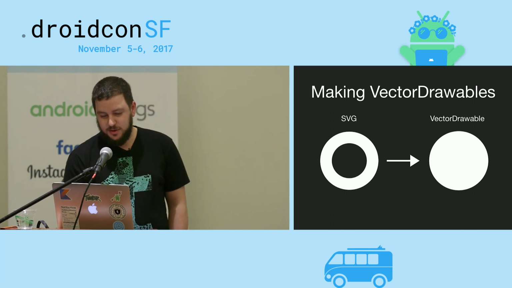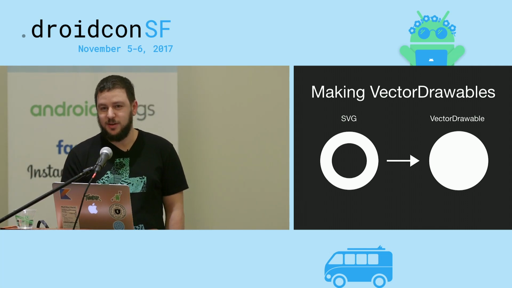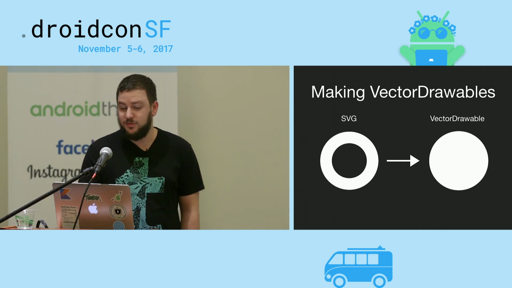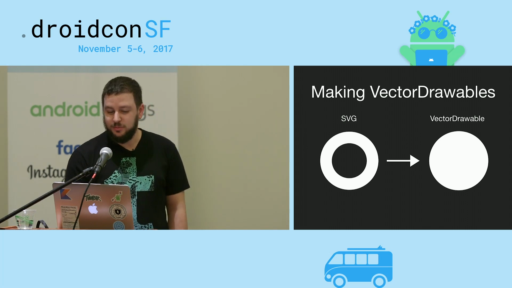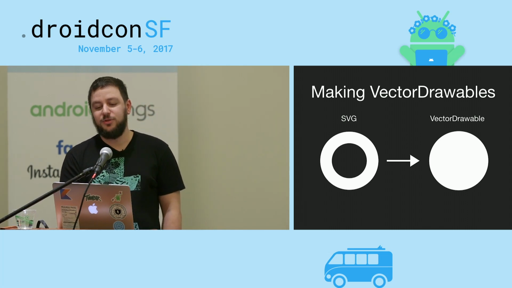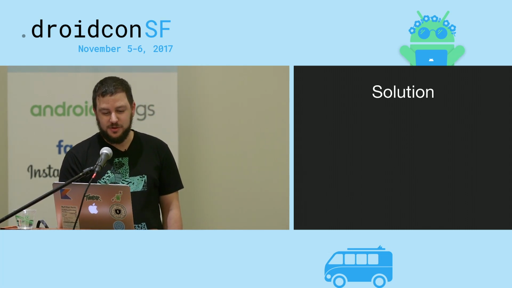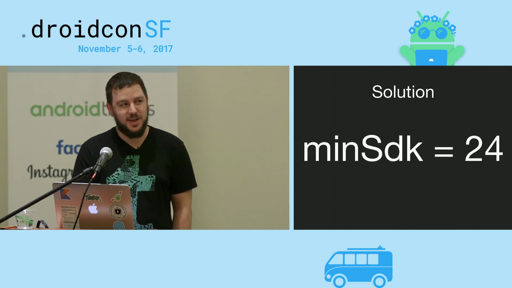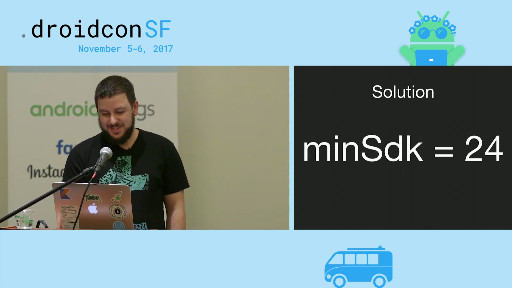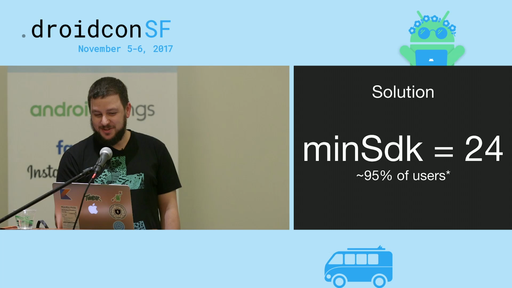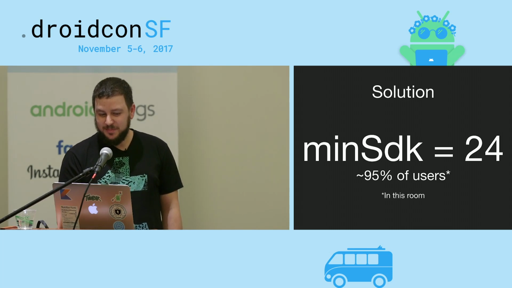So the question that you would ask yourself at this point is, am I out of luck and I just have to go back to using JPEGs or PNGs? And the answer is no, because I have a solution. Use min SDK 24. You'll be targeting about 95% of users in this room.